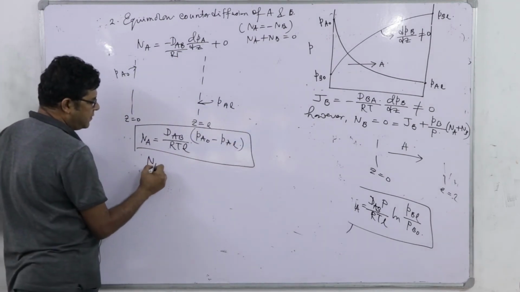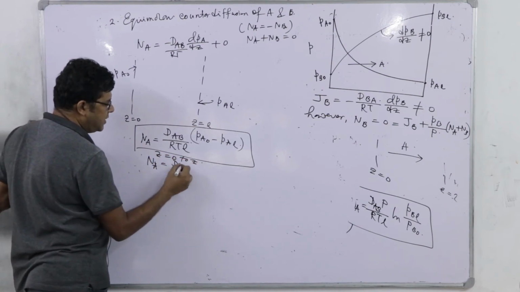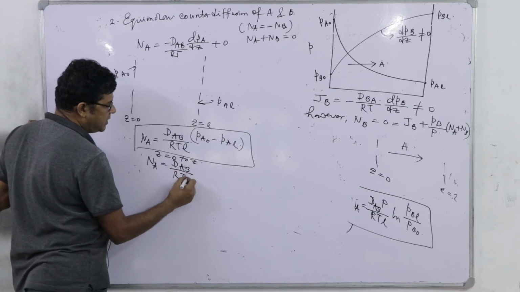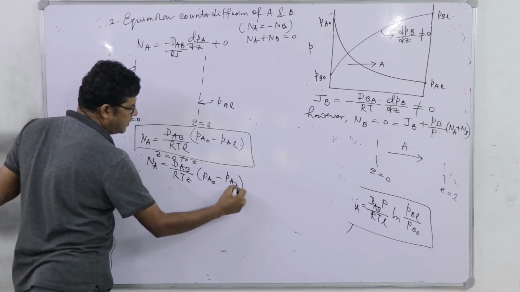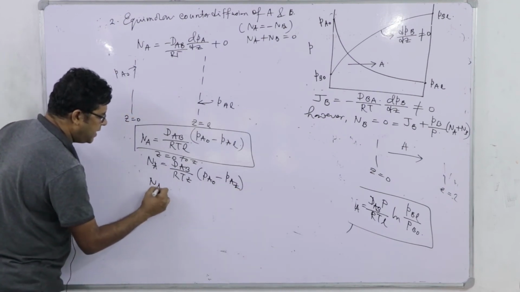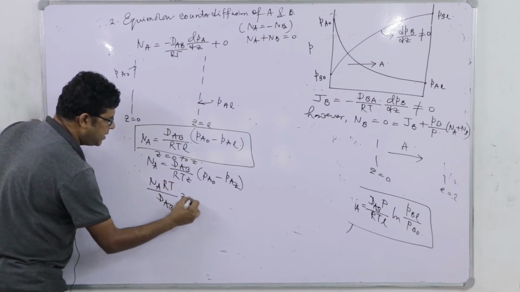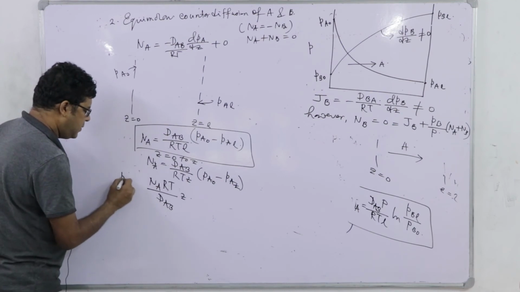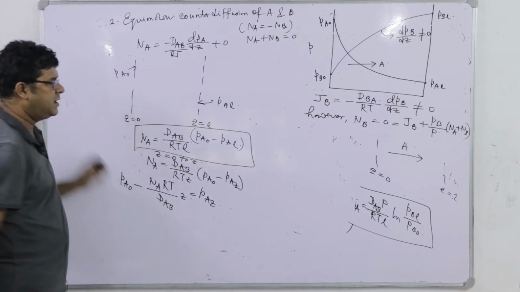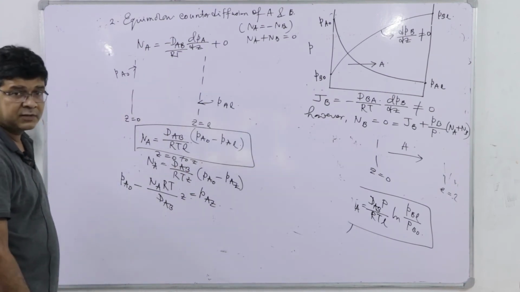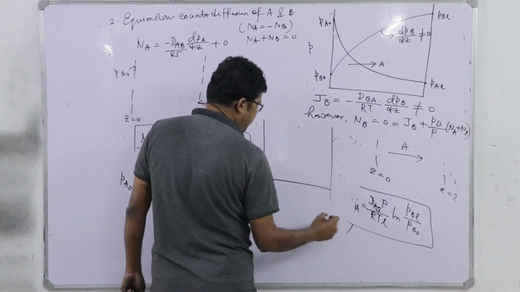So, if we do this from Z equal to 0 to Z, we get dAB by RTZ times (PA0 minus PAZ). So, what do we observe? NA equals dAB divided by RT into Z times (PA naught minus PAZ). So, it is a linear partial pressure profile, unlike the previous one which was exponential. Similar will be for PB.